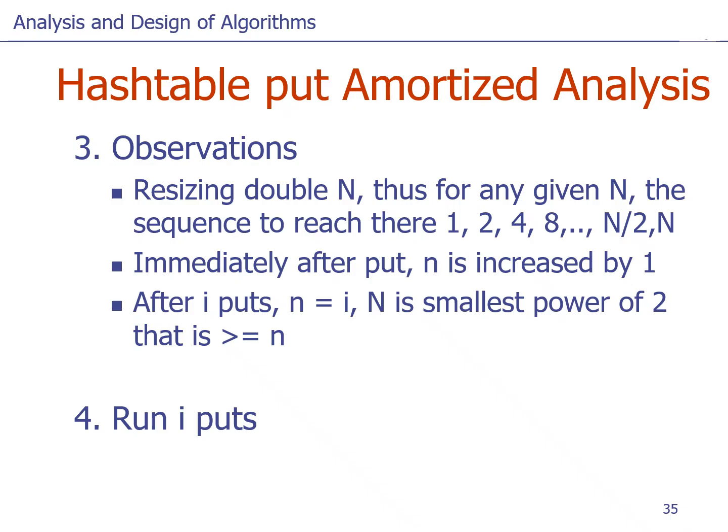The different behavior comes from the doubling of the buckets. So I'm going to focus on that. I'm saying that resizing doubles n, thus for any given n, the sequence to reach there should be what I have written here. If I stop at one point, I will say what I have now is n buckets. Before that, I had n/2, because I went from n/2 to n by multiplying by 2.